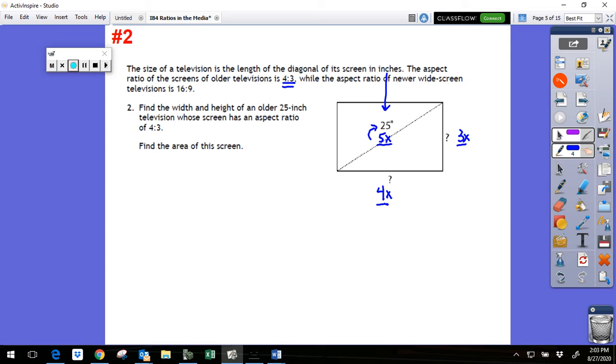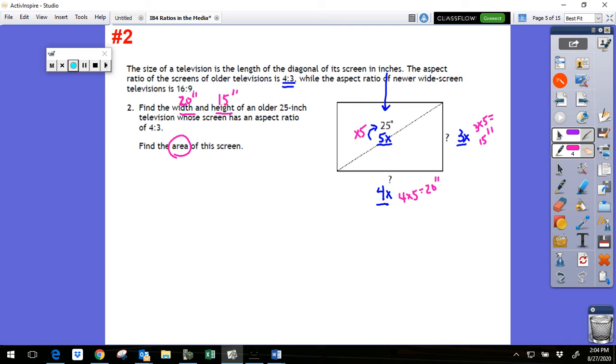What is it that I'm multiplying by? I'm multiplying by 5. So if I'm multiplying these sides by 5, 3 times 5 is going to give me 15 inches as the height of that TV. 4 times 5 is going to give me 20 inches as the width of that TV. So the width and the height of this old TV are given here. The width is 20 inches. Sorry, that's supposed to be a 2. The height is 15 inches.